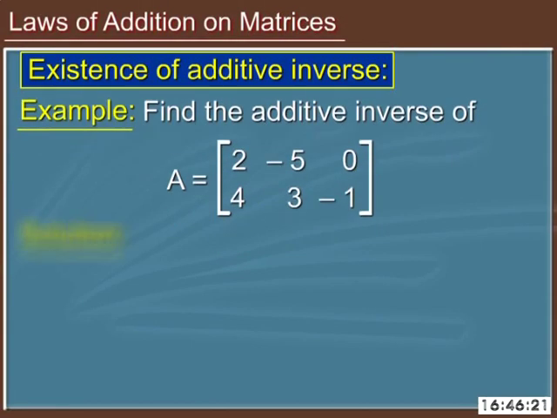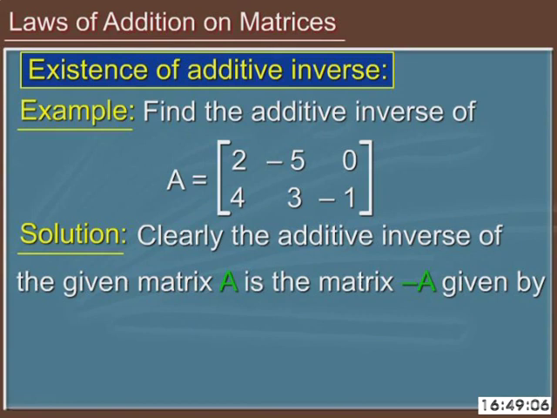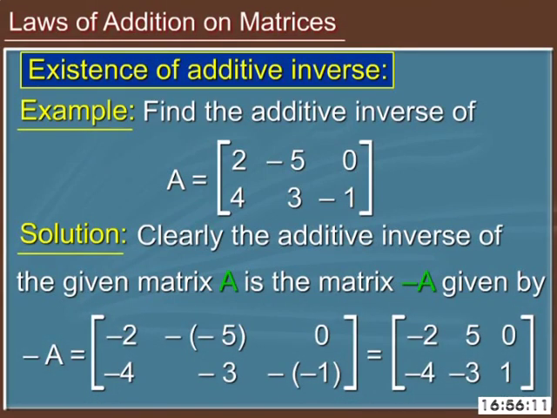Now its solution. Clearly, the additive inverse of the given matrix A is the matrix minus A, given by minus A, that is equal to a matrix having first row elements as minus 2, minus of minus 5 and 0, second row elements as minus 4, minus 3 and minus of minus 1, that is equal to a matrix having first row elements as minus 2, 5 and 0 and second row elements as minus 4, minus 3 and 1.